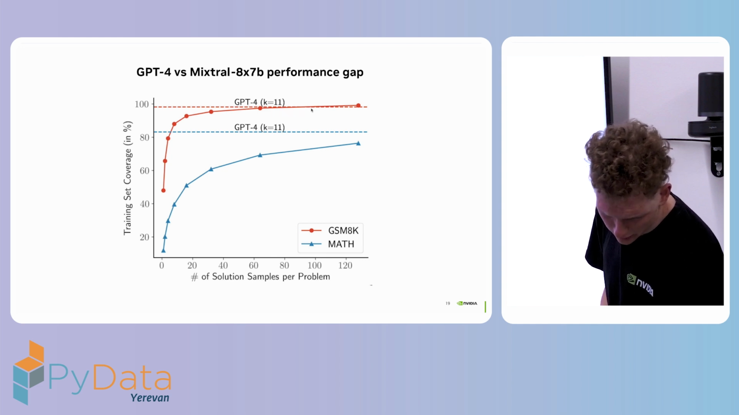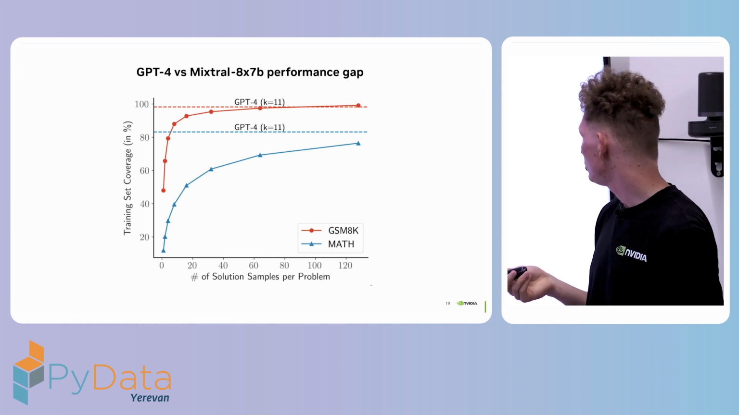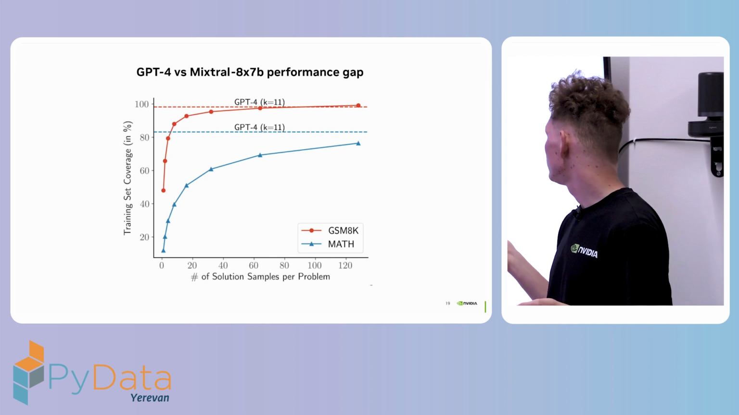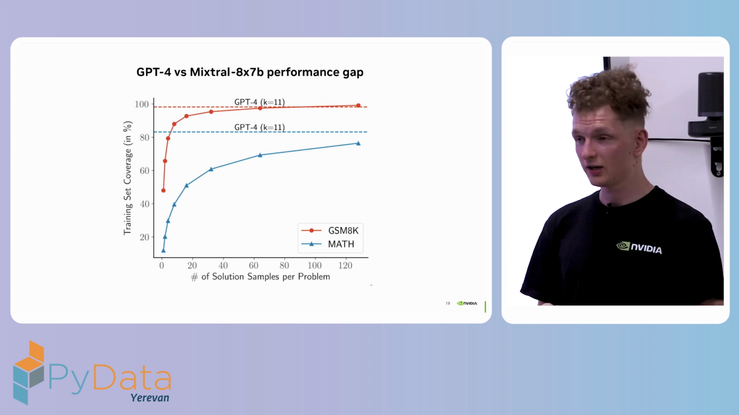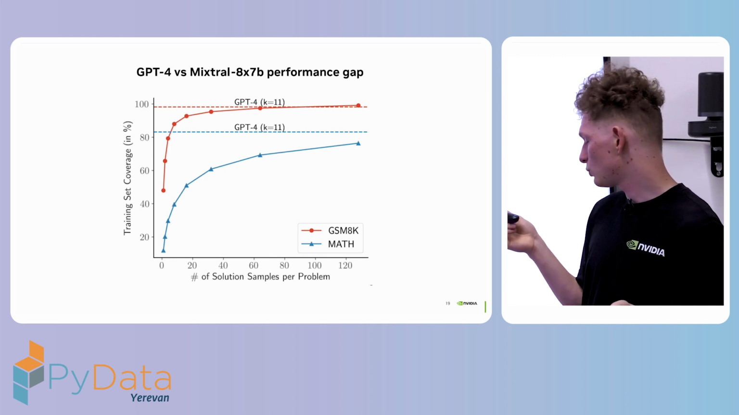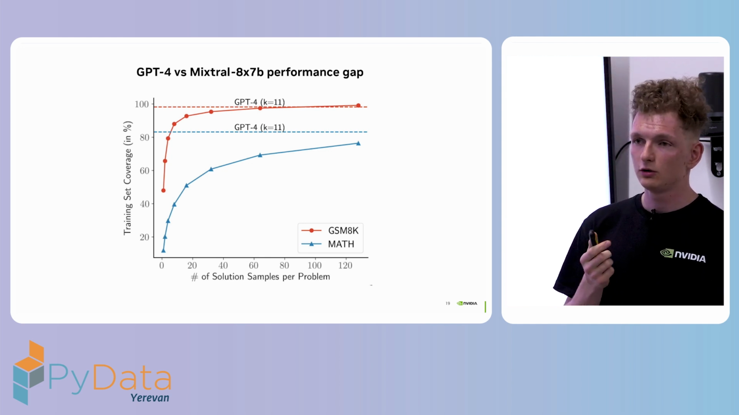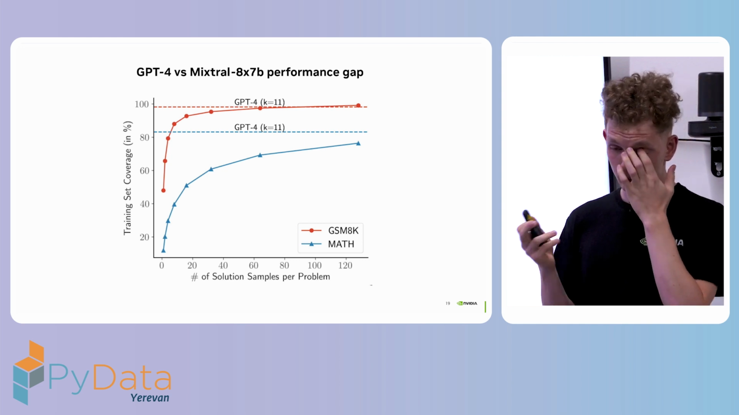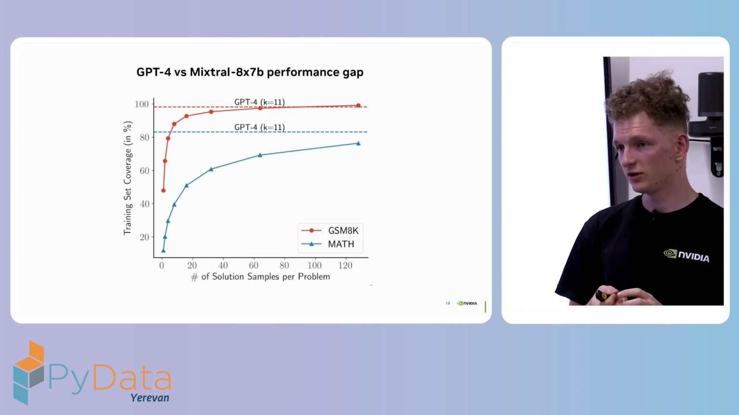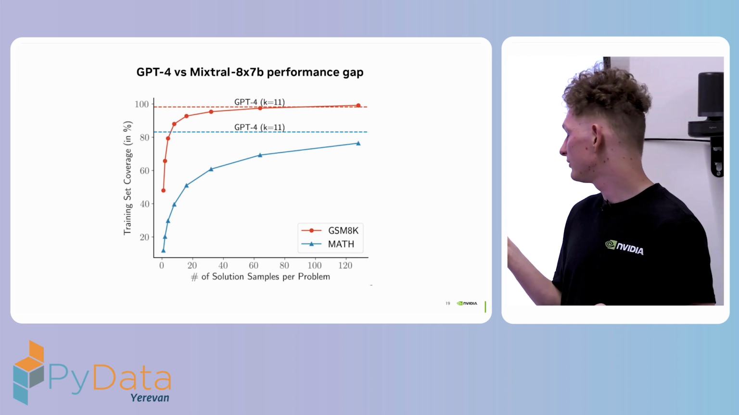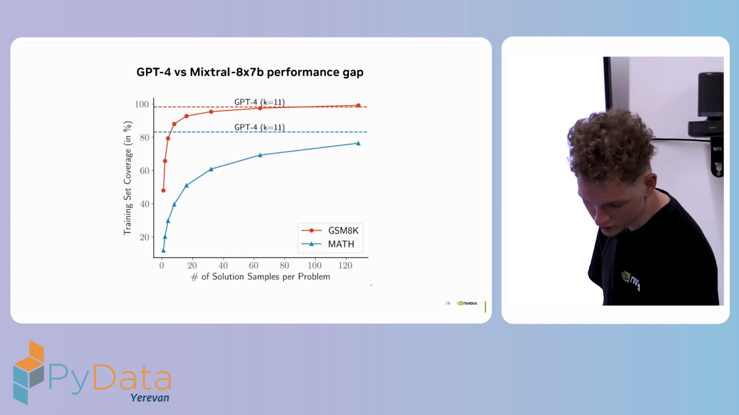So as you can see from this plot, to match GPT-4 coverage at just 11 samples per problem, the Mixtral model needs around 100 solutions on GSM8K. And on MATH, we cannot even match GPT-4 with 128 solutions per problem. And this is bad, because to obtain good models after fine-tuning on this dataset, we need diversity in data, and obviously we can't add problems to our dataset that are not covered by our synthetic solutions.